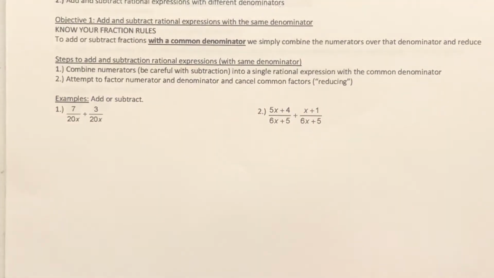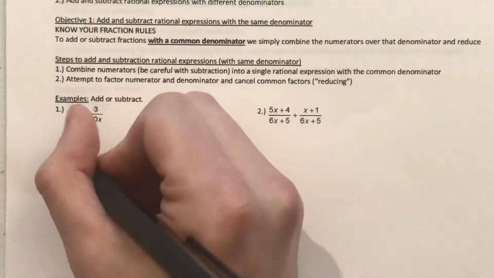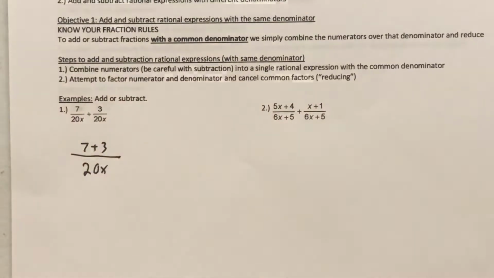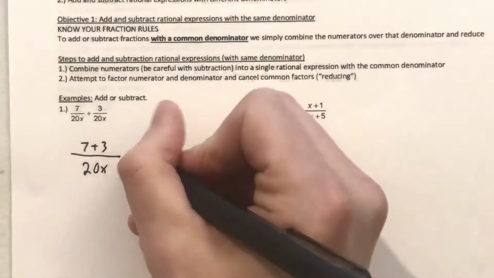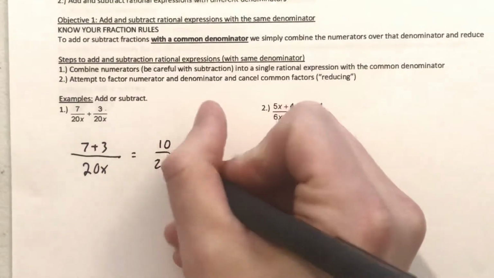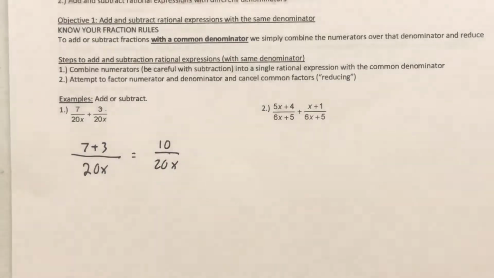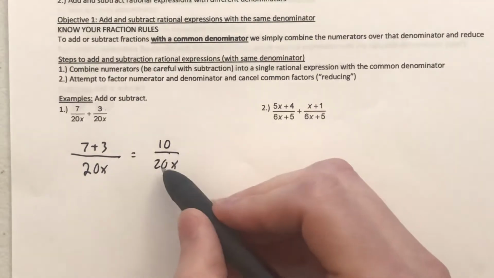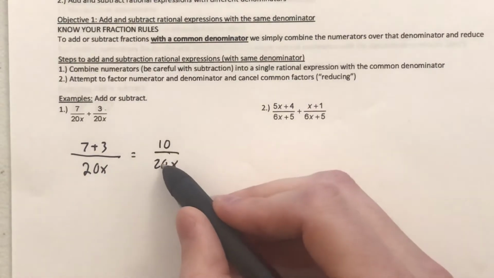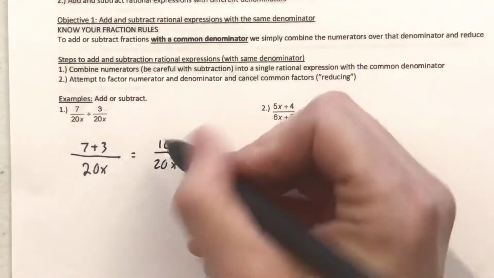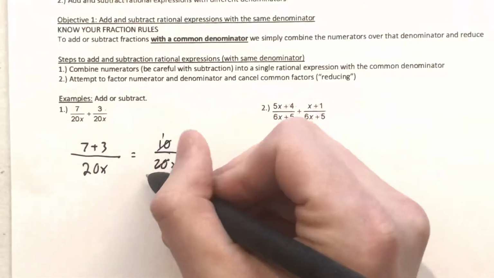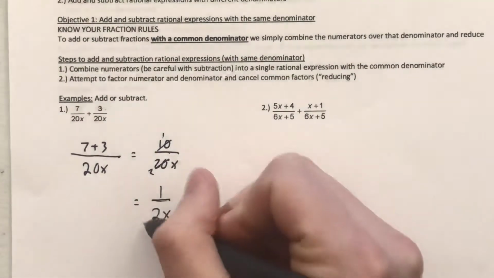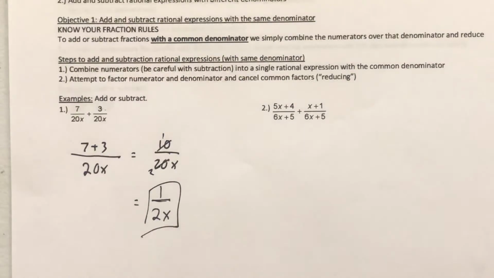They have the same denominator, so we can put them together over a single fraction. Simple as that. 7 plus 3, adding across the numerators, would give me 10 over 20x. And in this case, this would be a place where we're allowed to reduce or simplify. This is just a 10. This is 20 times x. This is a factor. So 10 and 20 reduced to 1 and 2. And that would be our final reduced answer there.